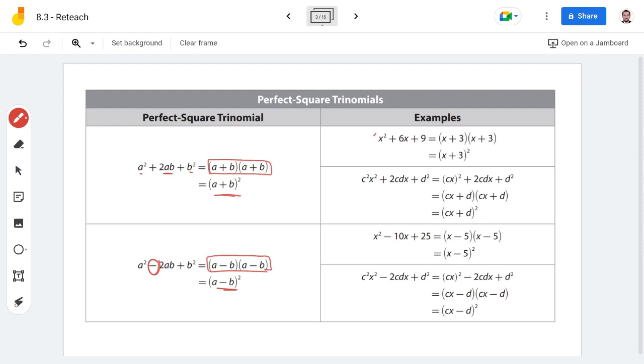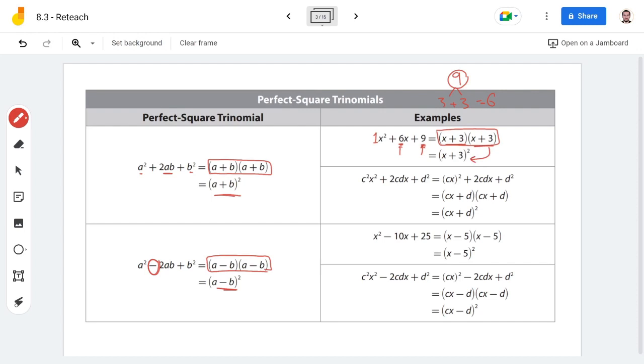Look at this example. Here is 1, here is 6, here is 9. As you can see, this is a perfect square. So we can write it as x plus 3 and x plus 3. What are the factors of 9? The factors of 9 are 3 and 3, which if you add them, you get 6. So the bracket will be x plus 3, and we can combine them as x plus 3 to the power of 2. See how easy it is?